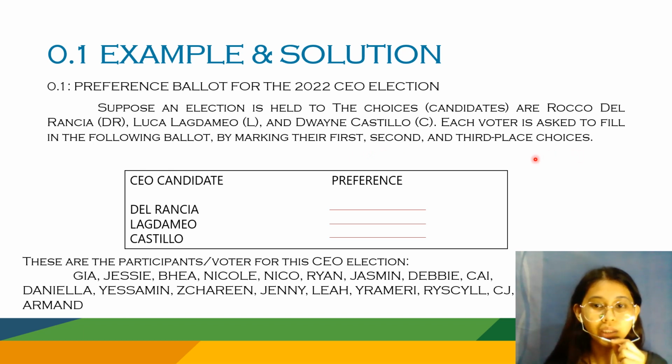So we need to create a table for our candidates. Here's an example of our table. And below in our table, these are the participants or the voters for this CEO election. We have Gia, Jessie, Bea, Nicole, Nico, and others.